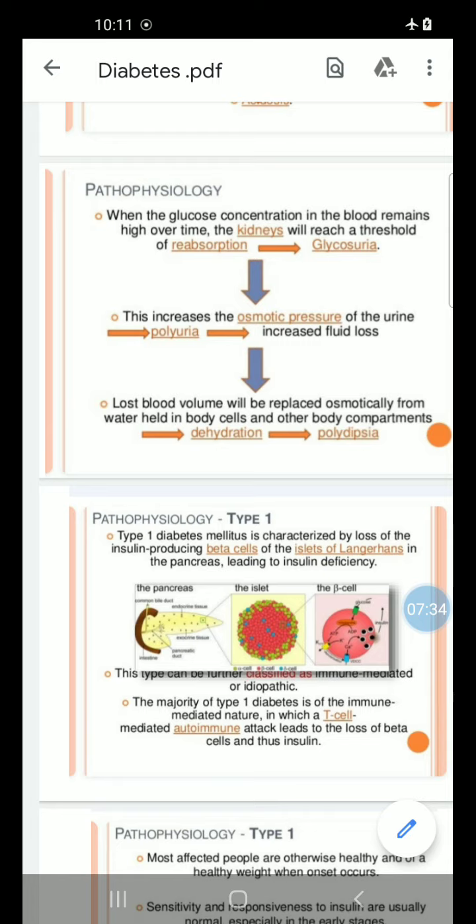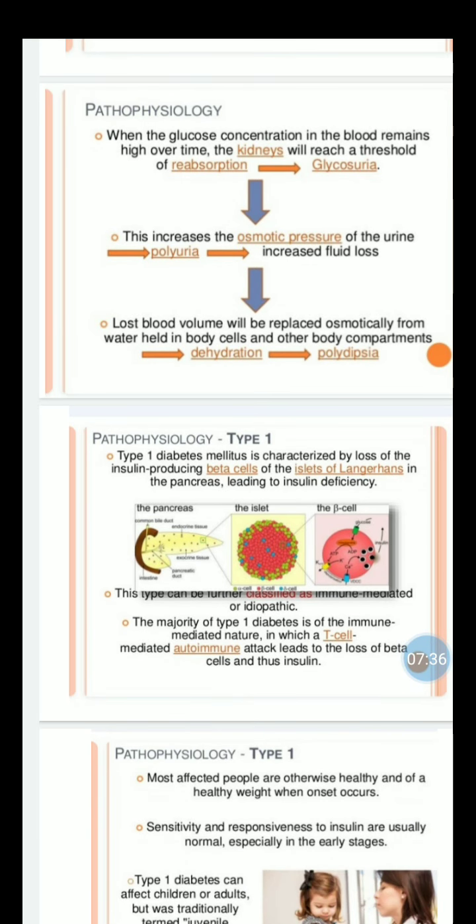Then type 1 diabetes is characterized by what? The loss of insulin, which is produced by beta cells. Type 1 diabetes is characterized by the loss of insulin-producing beta cells of the islets of Langerhans in the pancreas, leading to insulin deficiency.